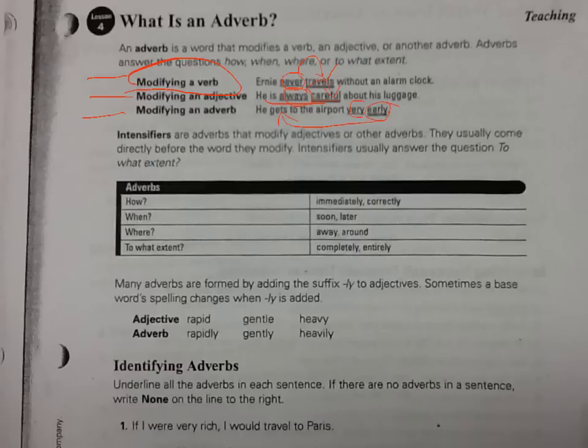And then the word very is an intensifier. It's telling us that he's extra early. He's more early than just early. He's very early. So very, in that case, would be an adverb. So intensifiers, it's talking about here, are adverbs that modify adjectives or other adverbs. They usually come directly before the word they modify, and they usually answer the question to what extent or how much.